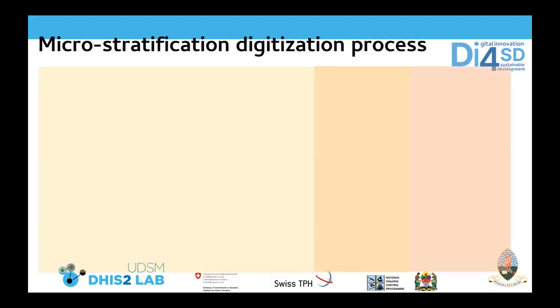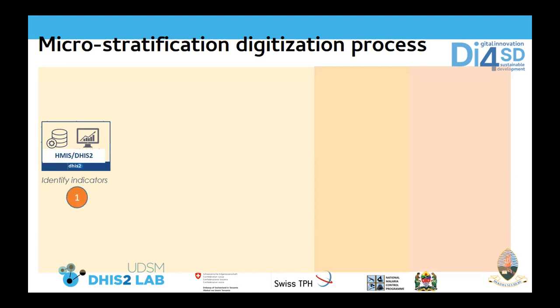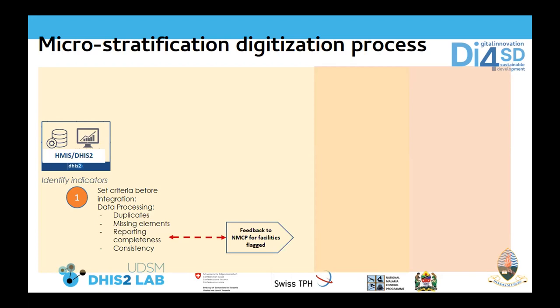So a little bit of how this process works: first, they identify different indicators from which the stratification can be done. During the identification of the indicators, criteria are set for processing the data. One way is to remove duplicate data and missing elements based on reporting and completeness, checking consistency, and assuring that the data that can be used is clean. And for data that seemed not consistent, they are sent as feedback to NMCP to look into.